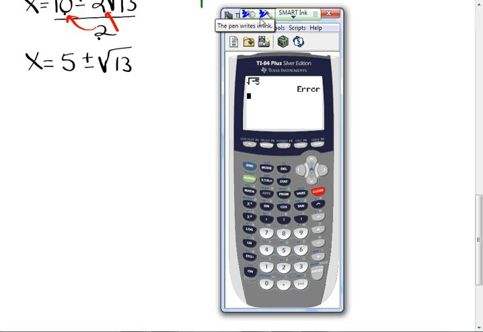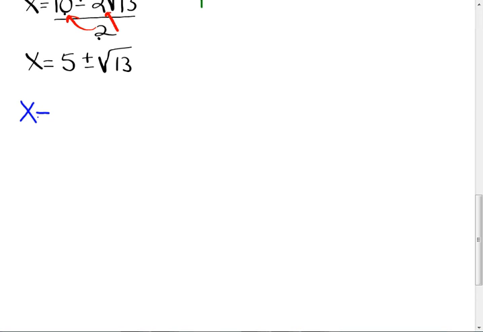There are 2 answers here. If you're talking, you shouldn't be. First off, I'm not supposed to be talking at all because of my laryngitis. But I have to. So I don't want to talk over you. It's 5 plus the square root of 13, and it's 5 minus the square root of 13.